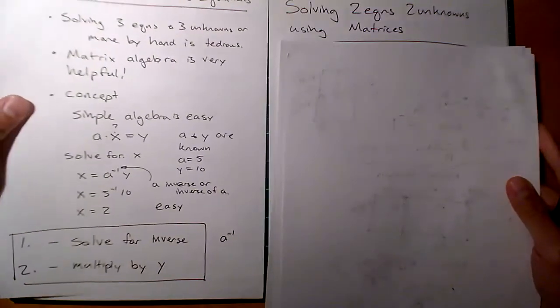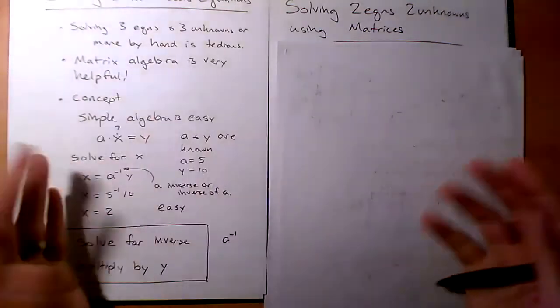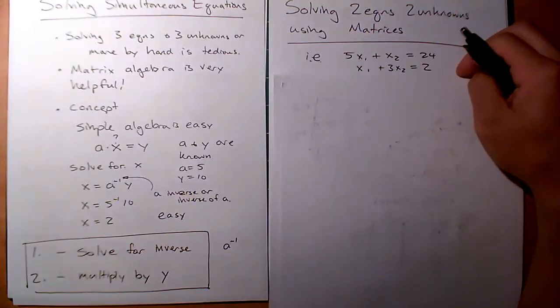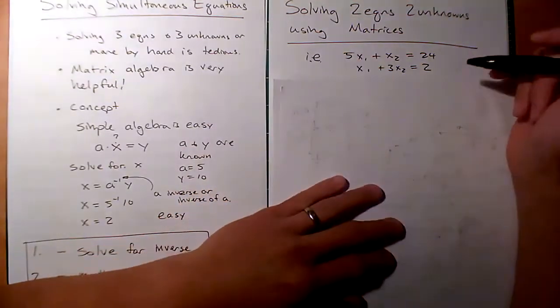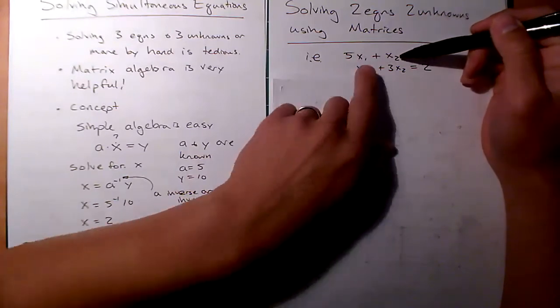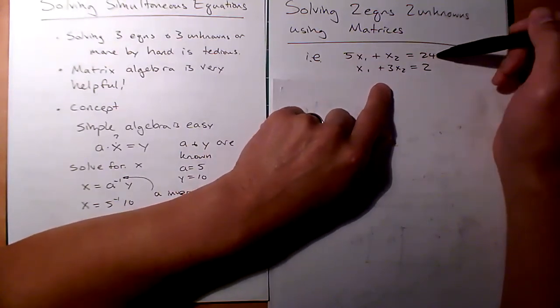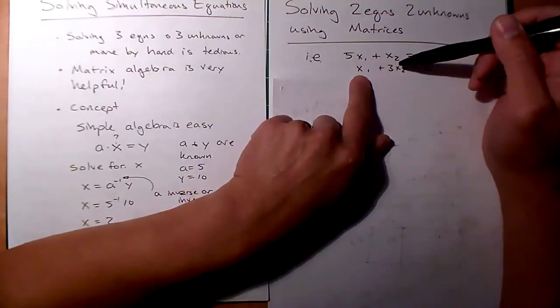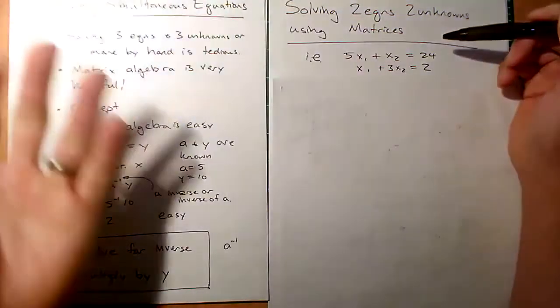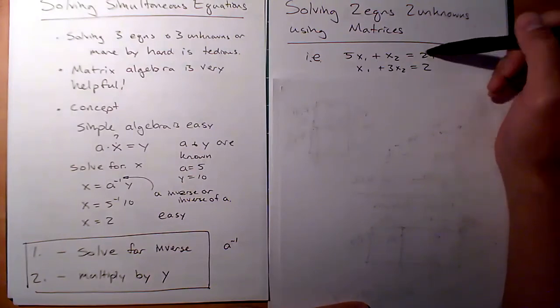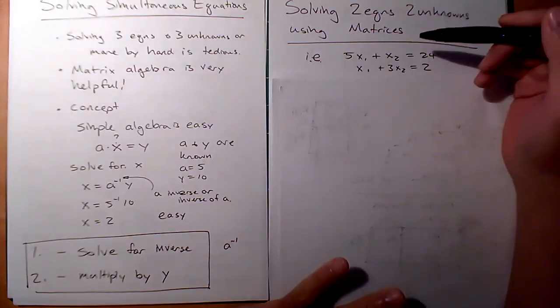Okay, let me do a simple example with 2 by 2. So instead of going right to this crazy example, let's just do a 2 equation, 2 unknown example. So in this example, let's say I have 2 unknown variables, x1 and x2. So 5x1 plus x2 equals 24, x1 plus 3x2 equals 2. And let's say I don't know what x1 and x2 are, but whatever values they are, they have to satisfy both of these equations simultaneously.